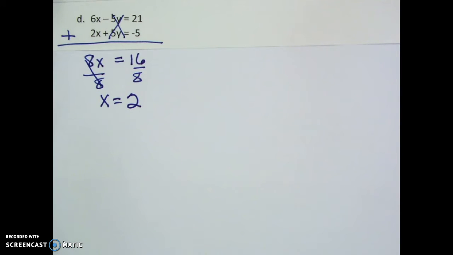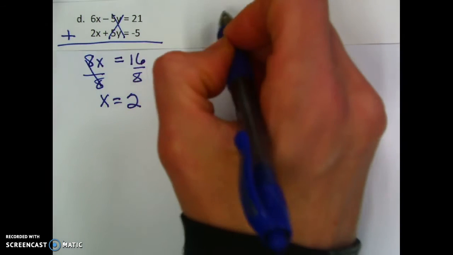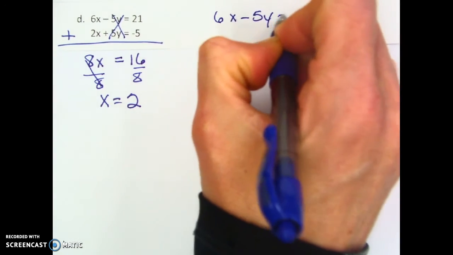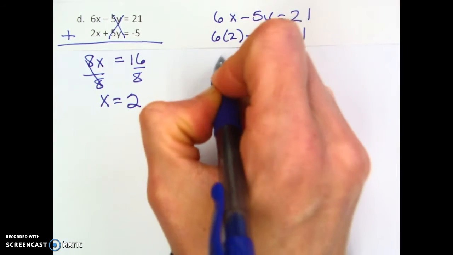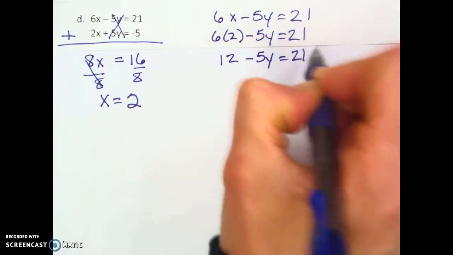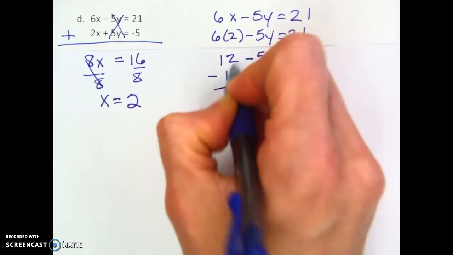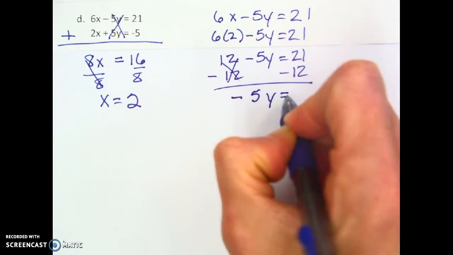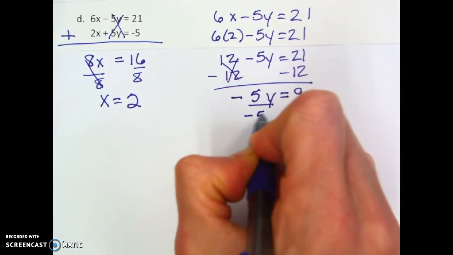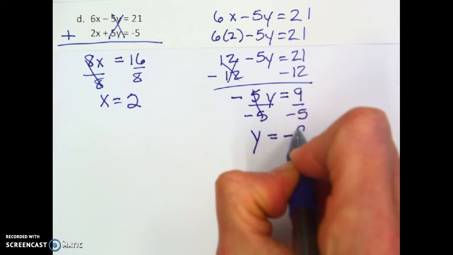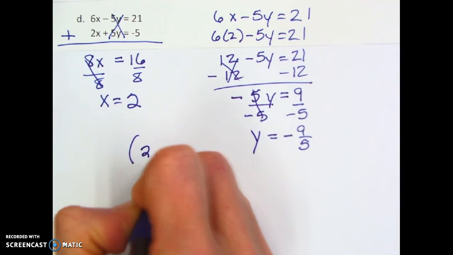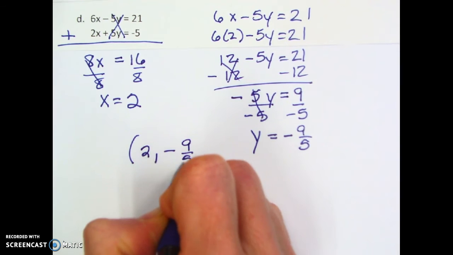Now, if we want to find out what y is, we can go back and try and eliminate again, or now we can substitute in x into one of the equations and figure out what y is. So I'll just choose the first equation here, and I'm going to put 2 in for x, and do the work to solve this now for y. So subtract 12 on both sides, divide by -5 on both sides. So y equals -9/5. So my final coordinate is 2 and -9/5.